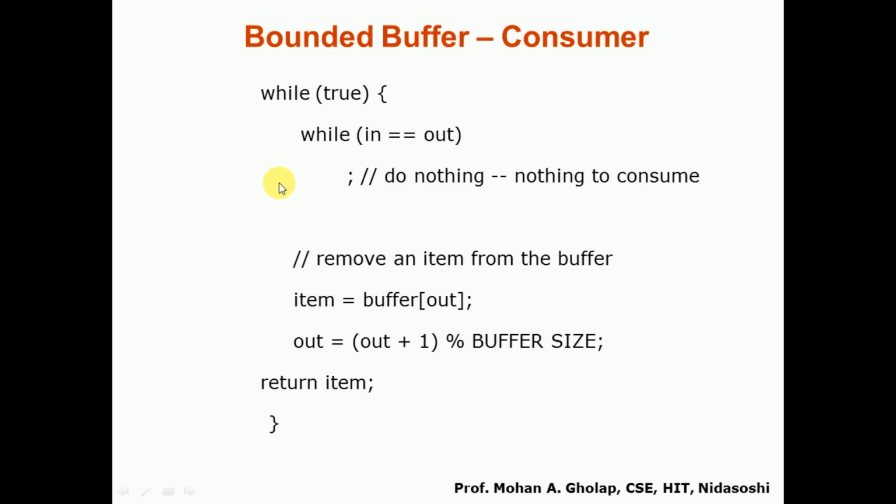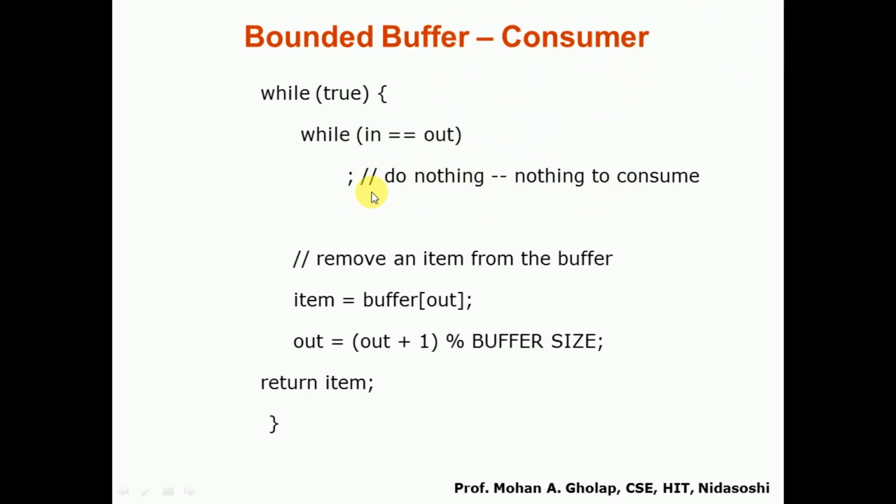So while in is equal to out, that indicates the buffer is empty. And for full, it is (in + 1) % BUFFER_SIZE. If (in + 1) % BUFFER_SIZE equals out, the buffer is full, and if in is equal to out, the buffer is empty. Remember this. So for the consumer process, we check whether the buffer is empty. If the buffer is empty, we cannot do anything, because we don't have anything to be consumed there.